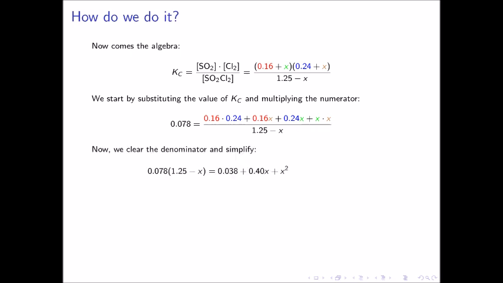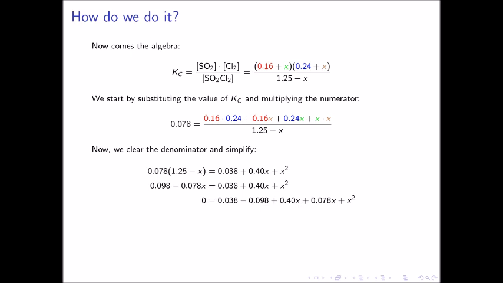Next, we clear the denominator and simplify. This gives us 0.078 times the quantity 1.25 minus x on the left-hand side of our equation. The right-hand side simplifies to 0.038 plus 0.40x plus x squared. We can now distribute on the left-hand side. This gives us 0.098 minus 0.078x.